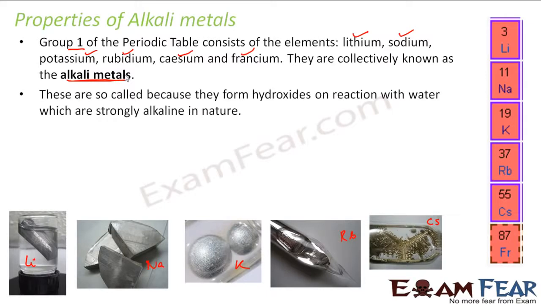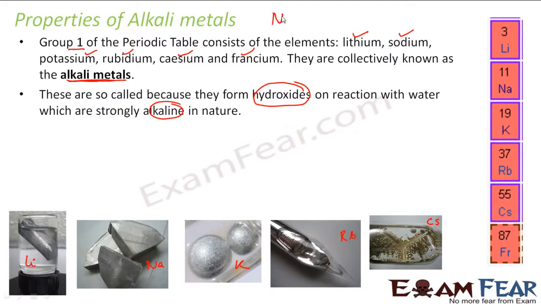And why are they called alkali metals? You must have wondered, right? Why alkali metals? Why not ABC metal? Why not PQR metal? Why are they called alkali metals? It is so because they form hydroxides on reaction with water, and they are strongly alkaline in nature.